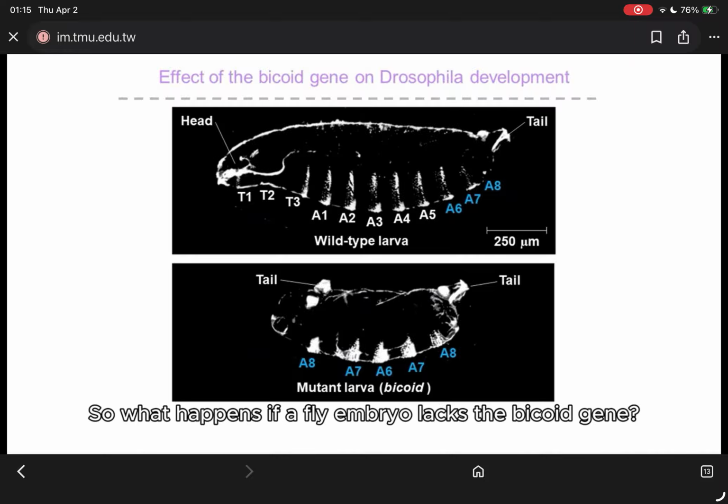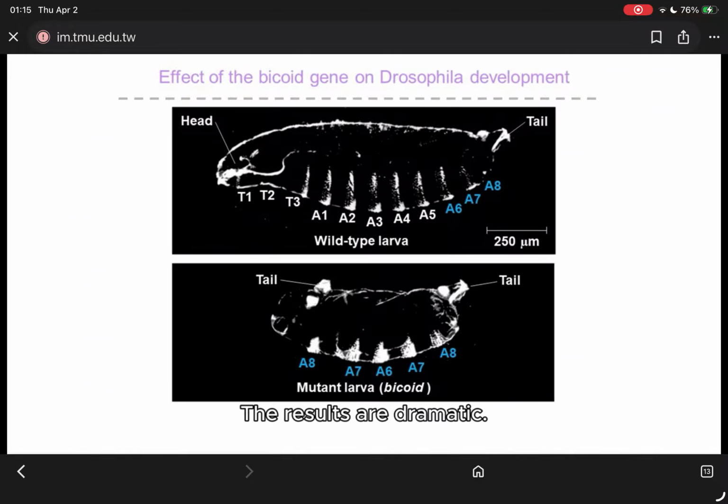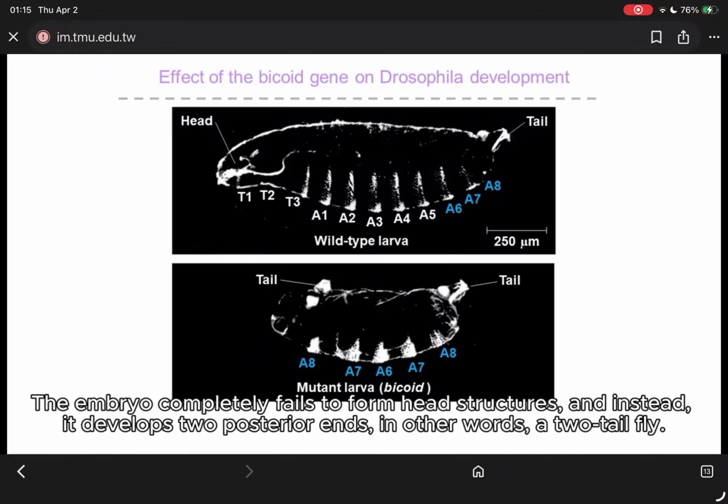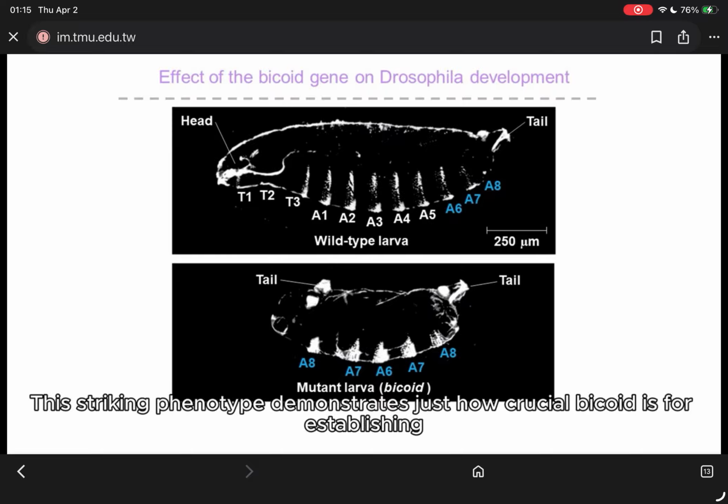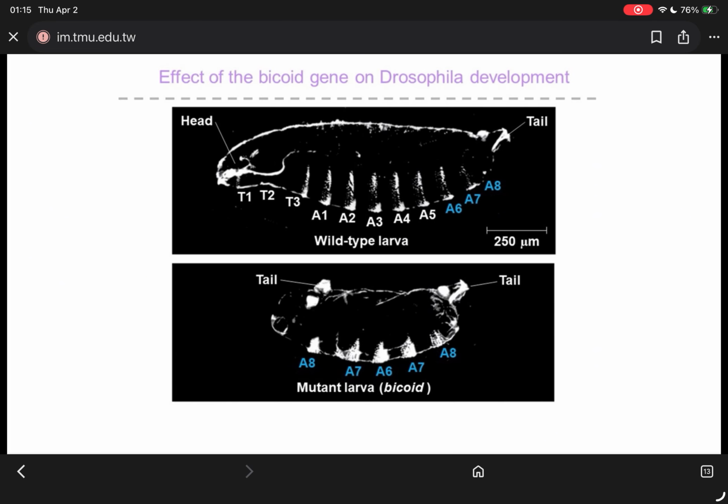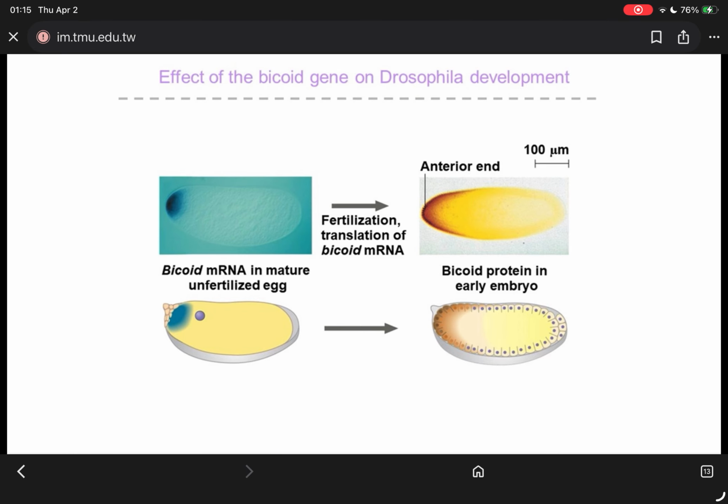So what happens if a fly embryo lacks the bicoid gene? The results are dramatic. The embryo completely fails to form head structures, and instead it develops two posterior ends, in other words, a two-tail fly. This striking phenotype demonstrates just how crucial bicoid is for establishing the anterior region of the body plan.